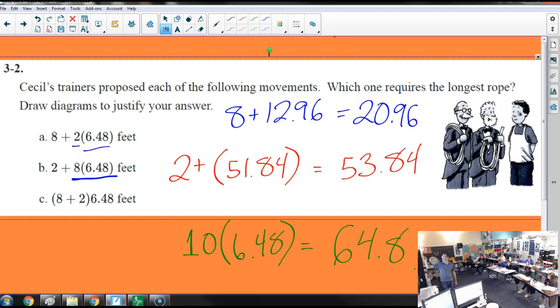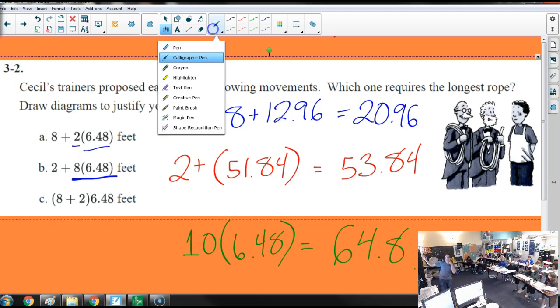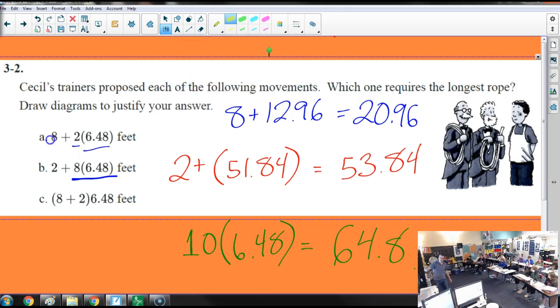Now here, if we go back and reiterate the terms conversation, 8 is a term, and then 2 times 6.48 is a term. 2 is a term, and then 8 times 6.48 is a term. But down here in C, how many terms are there in C?